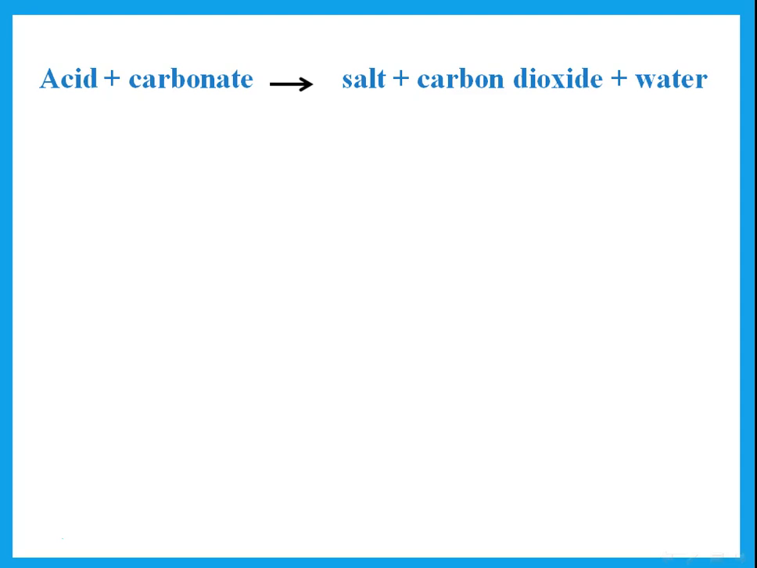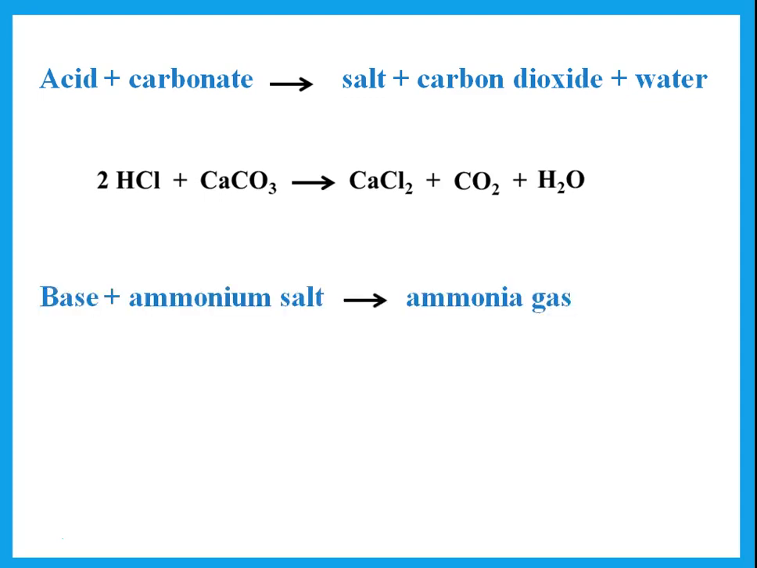Okay, what about acid plus carbonate? Acid plus anything carbonate would give a salt plus carbon dioxide and water. So, for example, hydrochloric acid with calcium carbonate should give something plus carbon dioxide plus water. So what is that something that is left? It's calcium chloride.